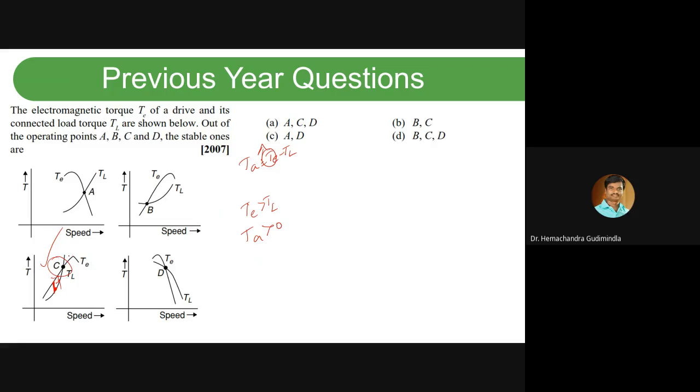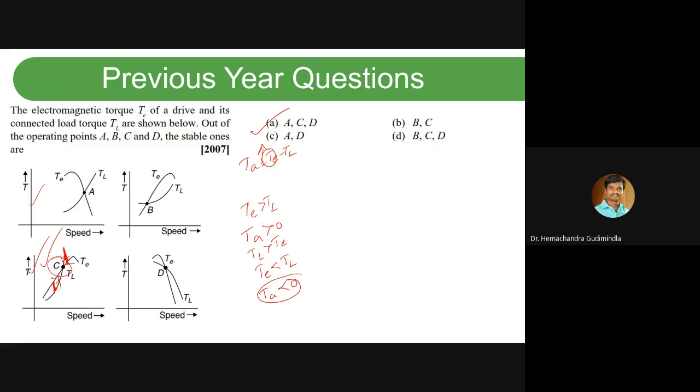And if you look at the point over here, what will happen? TL is greater than TE, or we can say TE is less than TL, then TA is less than 0. If TA is less than 0, it means deceleration. That means deceleration is towards C. So again we can say that C is a stable point. Now A is stable, C is also stable. So we can easily select that option A is correct.